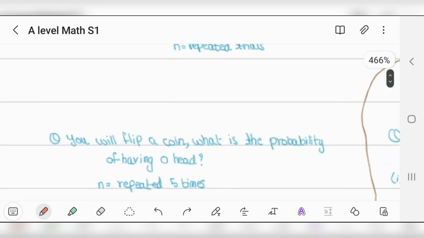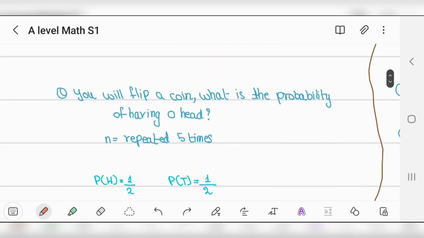Okay, so let's suppose you have this question. The question is, you flip a coin. What is the probability of having zero heads? This is the experiment that we are doing, and it is repeated 5 times. If I flip a coin, what will be the probability of having zero heads? So the success is having zero heads, which means having a tail. So the probability of having a tail is 1/2. So this is a success.